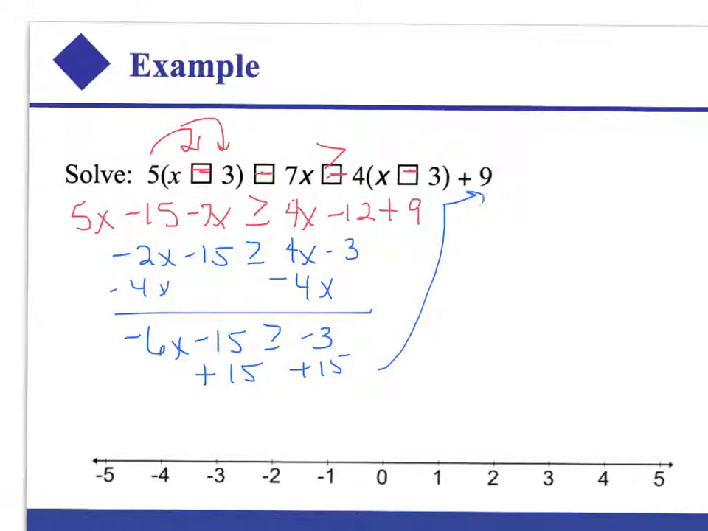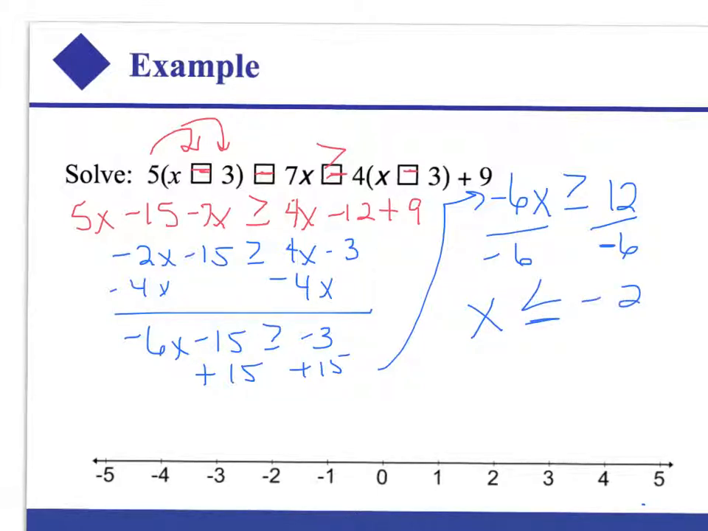We're going to go over here and work. So I wind up with negative 6x is greater than or equal to positive 12. I'm going to divide both sides by negative 6. Don't forget what happens to that inequality sign. It changes directions. So 12 divided by negative 6 is negative 2. And we have that equal to bar, so x is less than or equal to negative 2. So we'll put that bracket in there and we shade to the left.